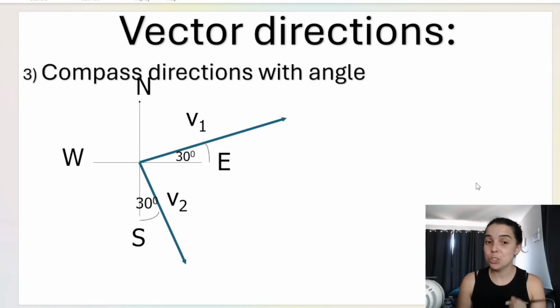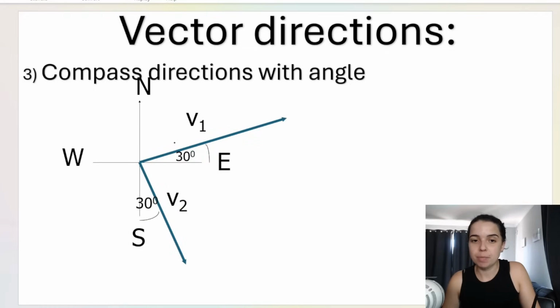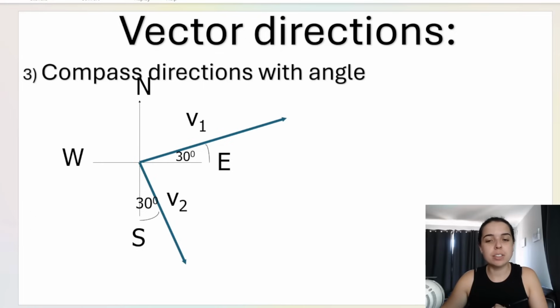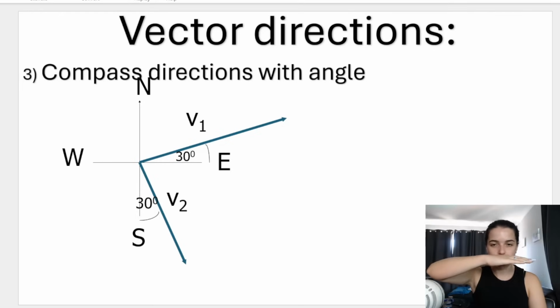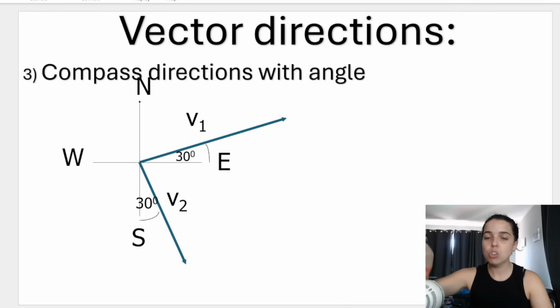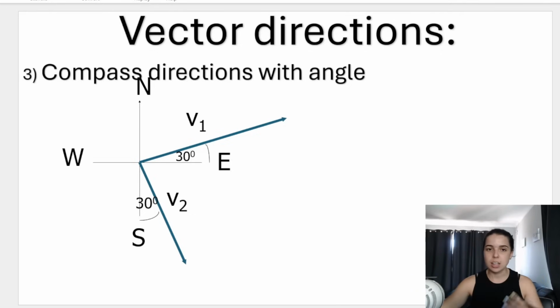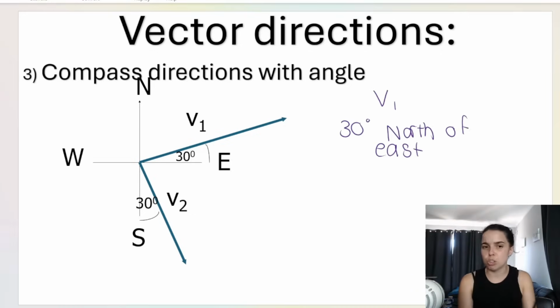Okay, so here's one for you to try. Look at vector 1. If you look at the diagram, vector 1 is not lying on the east, right? It's not like this. It's going to the north. You see, it's opened up. This would be on the east. It's not on east. It's opening up towards the north. So it's 30 degrees north of east. There we go. What about vector 2?